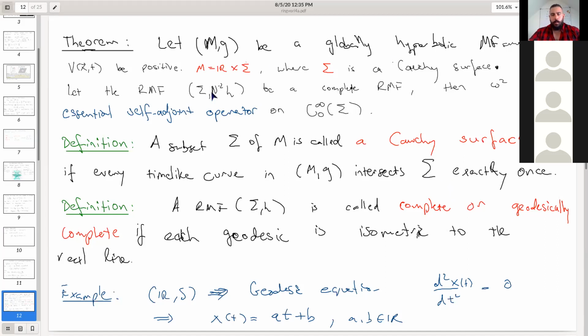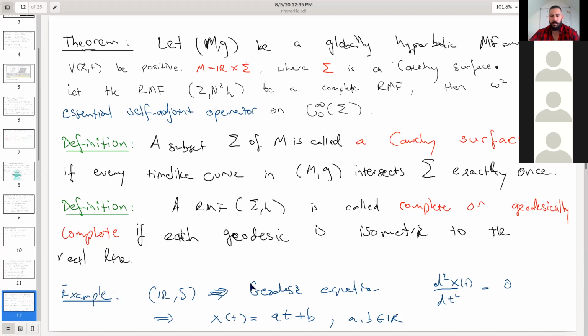And what I was able to prove with Oekel in 2018 is that if the Riemannian manifold (Sigma, N^{-2}h) is a complete Riemannian manifold, then omega squared is an essentially self-adjoint operator on C_0 infinity. And a complete Riemannian manifold, or geodesically complete, means that every geodesic is isometric to the real line. Basically, it means you have geodesics and they are defined for all of R.